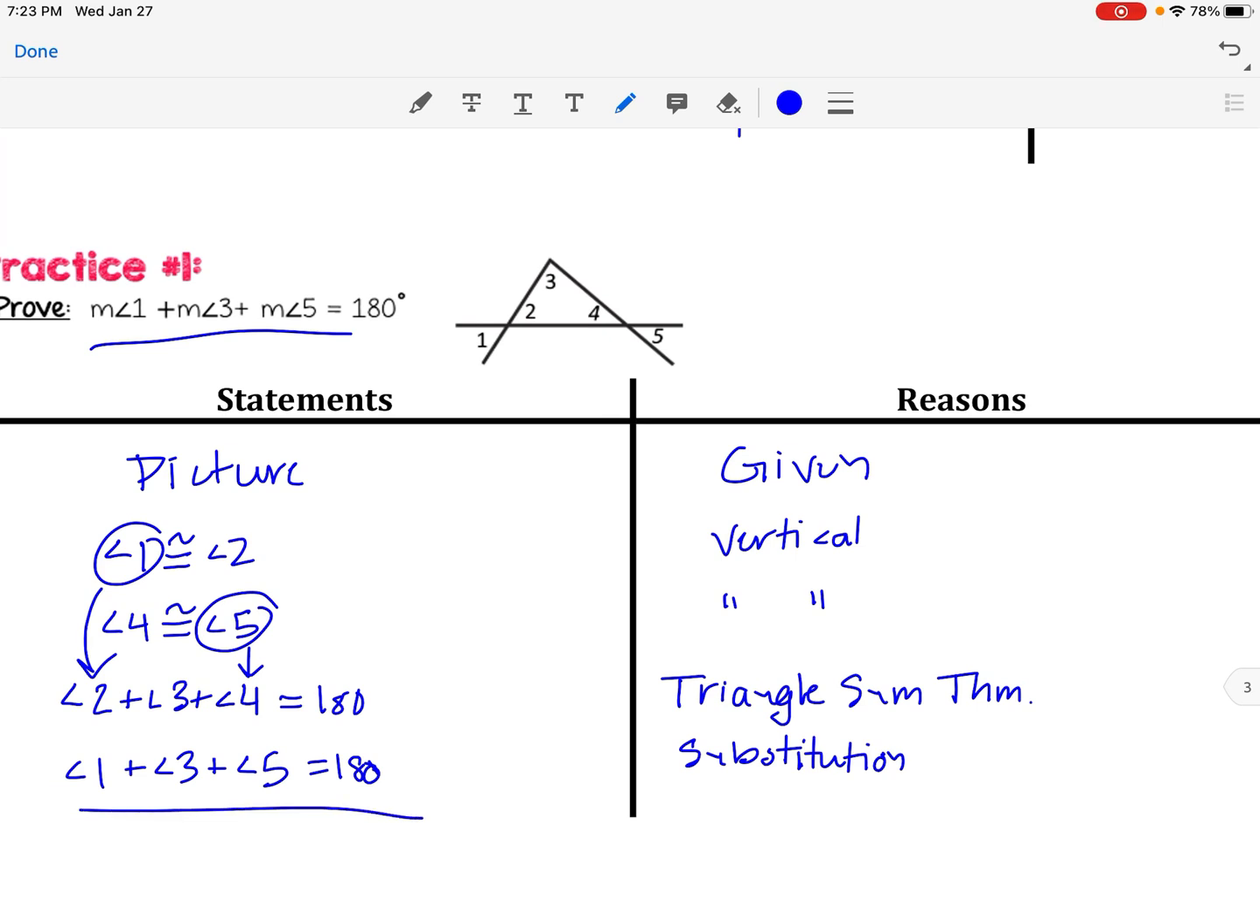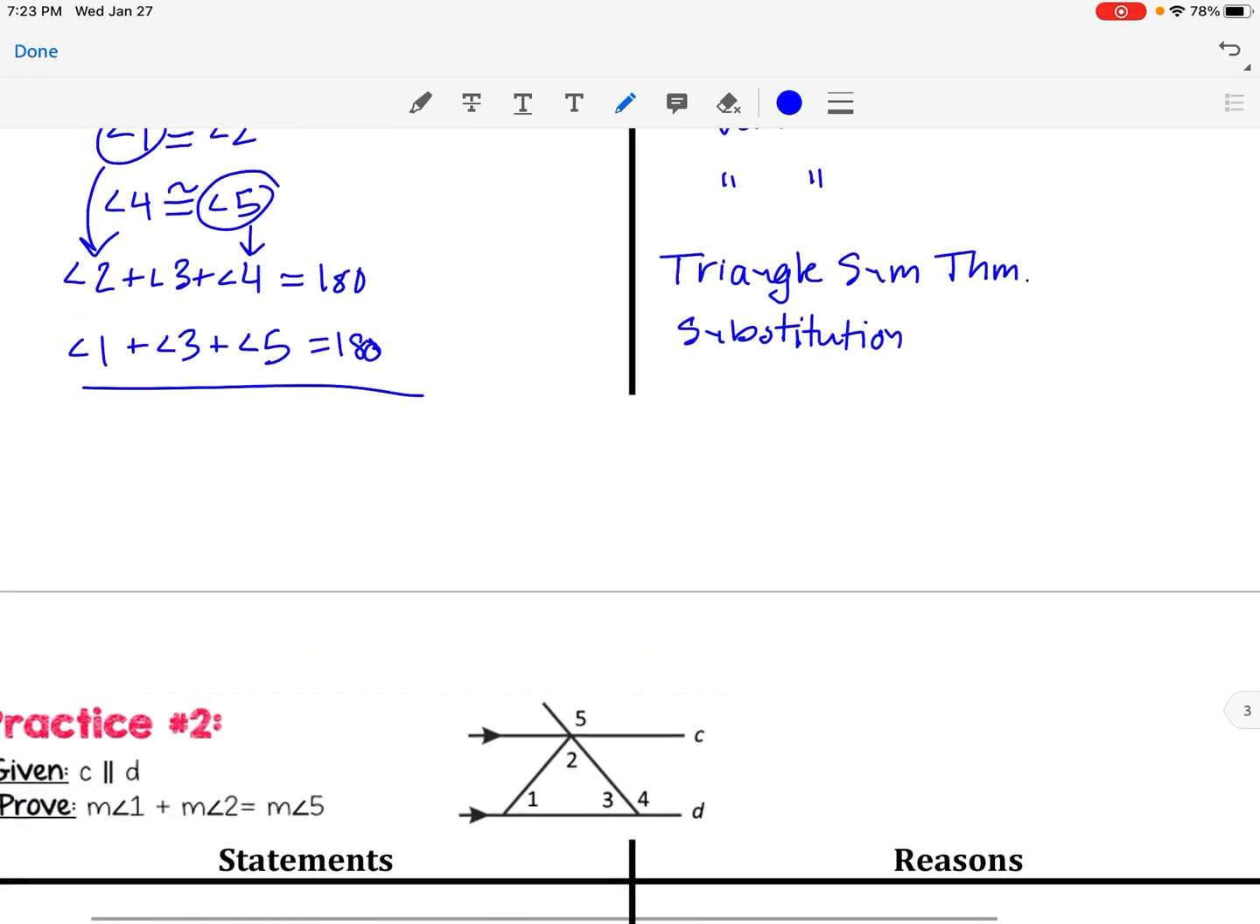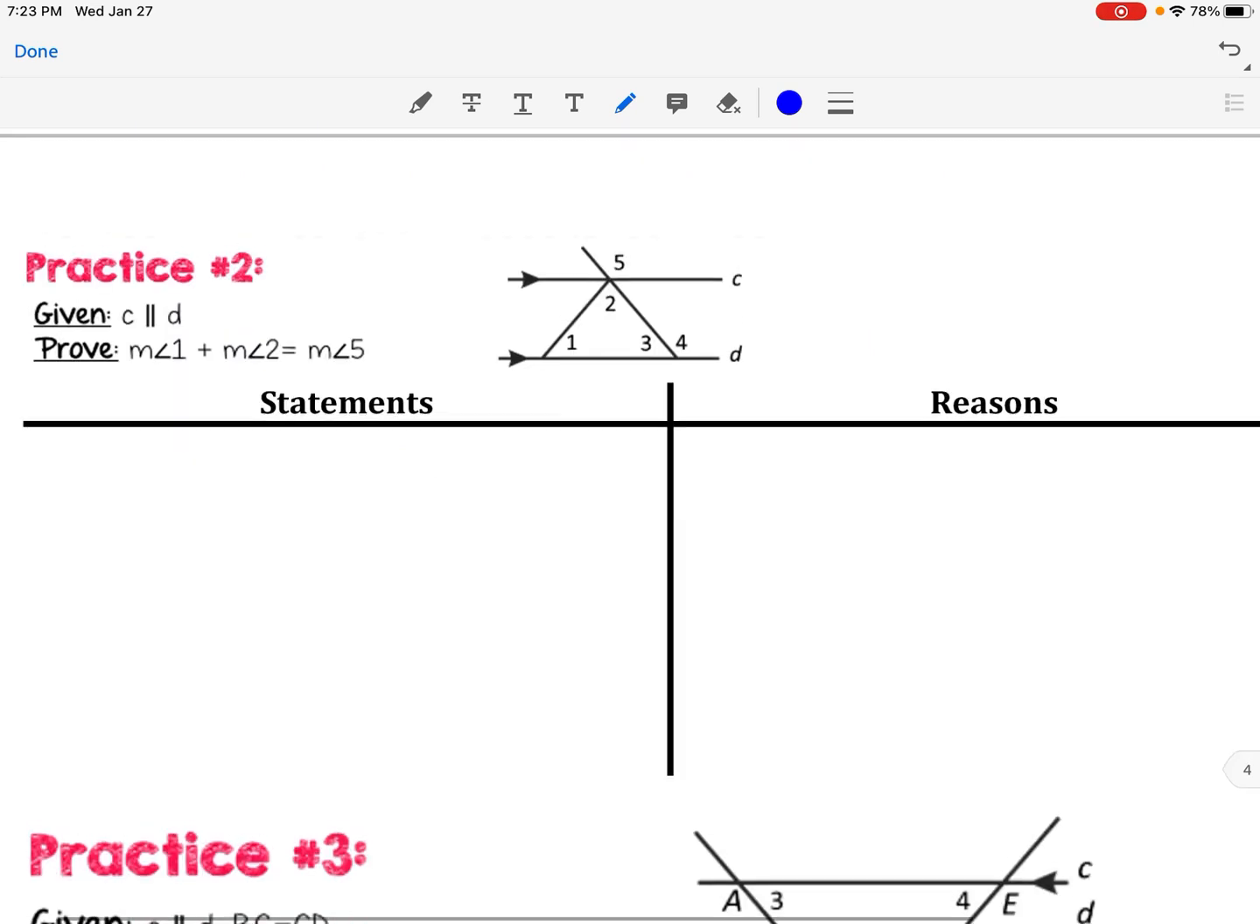And that is exactly what I wanted to prove. So now we're done with that one. So look for the relationships that you can recognize and that you know something about. Which ones are congruent? Are they supplementary, complementary?